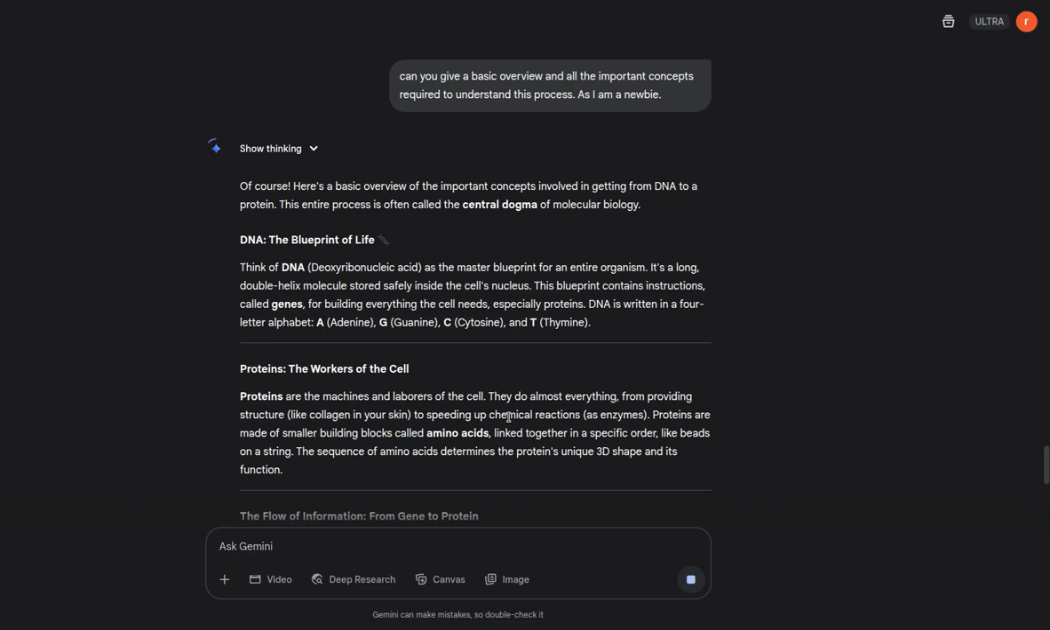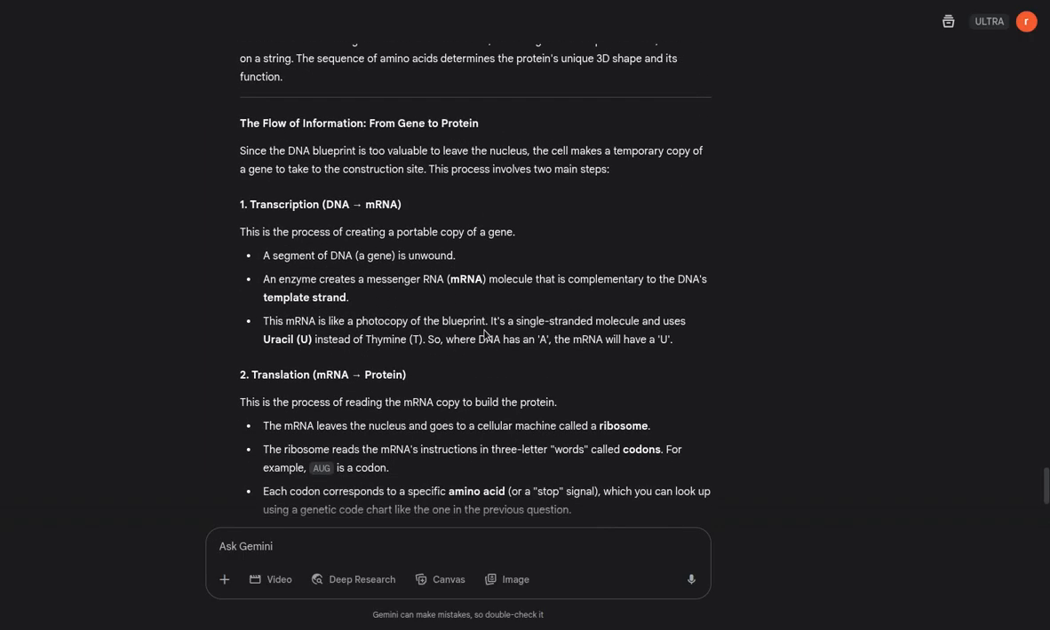Okay, so DNA is deoxyribonucleic acid, the master blueprint for an entire organism. It's a long double helix molecule, containing a four-letter alphabet: A, G, C, T. Okay, and proteins are the workers of the cell. They do almost everything, from providing structure like collagen in the skin to speeding up chemical reactions as enzymes. Proteins are built from smaller building blocks called amino acids linked together in a specific order, like beads on a string. The sequence of amino acids determines the protein's unique 3D shape and function.